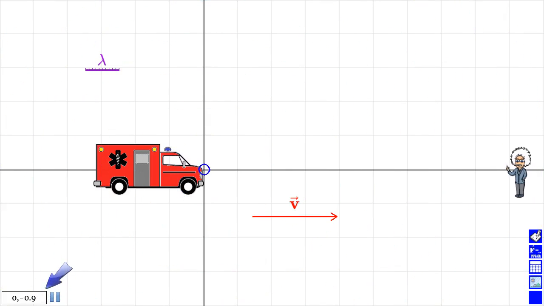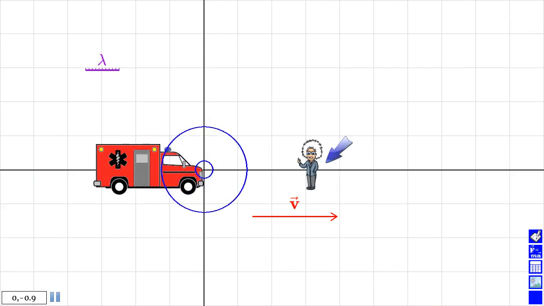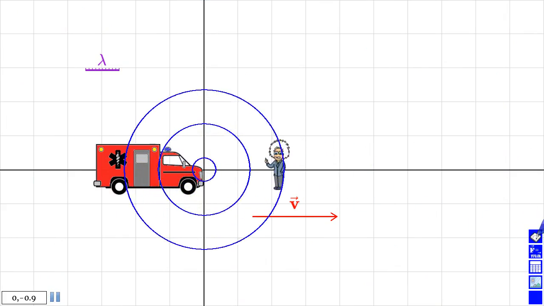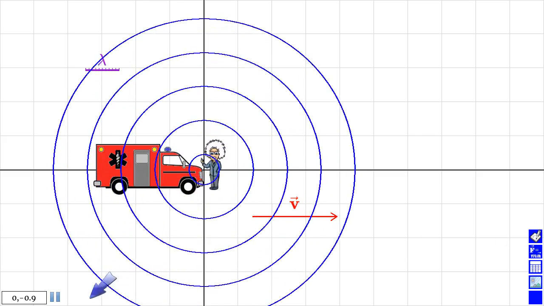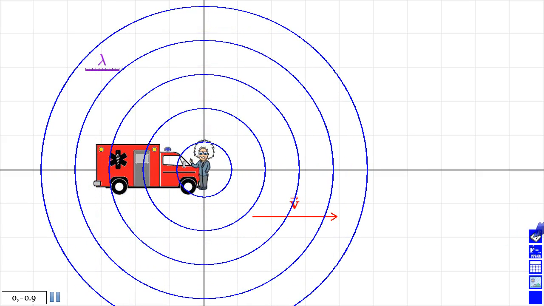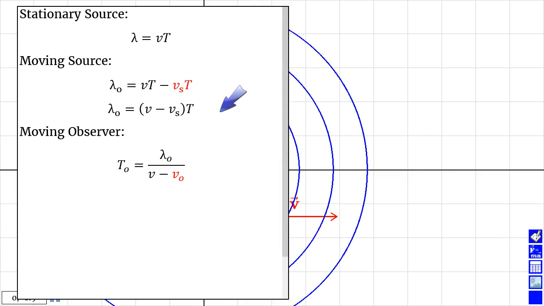So we want our equation to be able to account for the motion of the observer as well as that of the source. So let's have a look at the next equation. T_O, that's the period between the waves, or the time between the compressions as measured by the observer. To calculate that, we're going to take the distance between the waves, which is lambda_O, and we're going to divide by the speed of the waves.